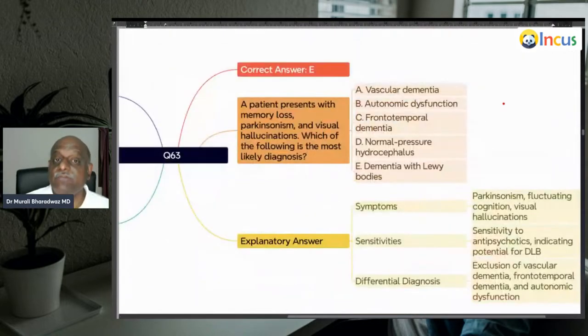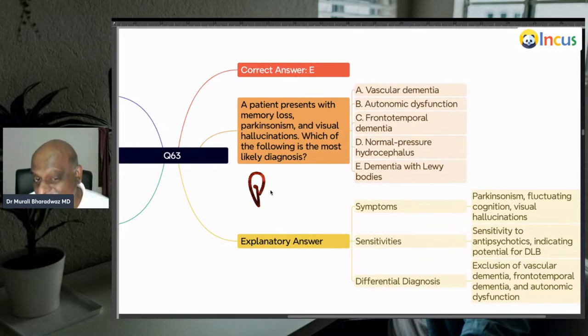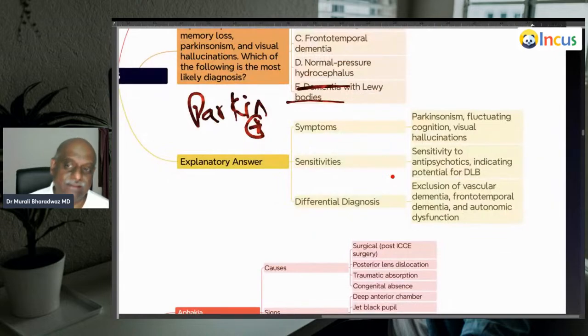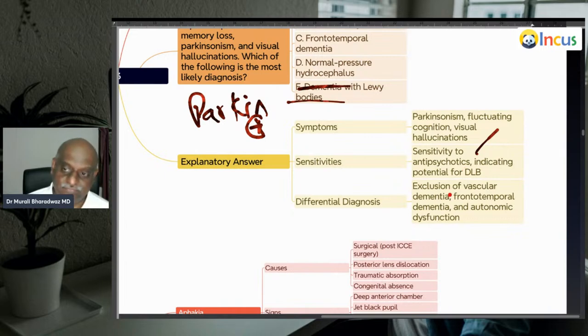A patient presents with memory loss, Parkinsonism, visual hallucinations. What is your diagnosis, doctor? It is called Parkinson plus syndrome, which is dementia with Lewy bodies. So they have sensitivity to antipsychotics. Parkinsonism with fluctuating cognition and visual hallucination defines dementia with Lewy bodies.